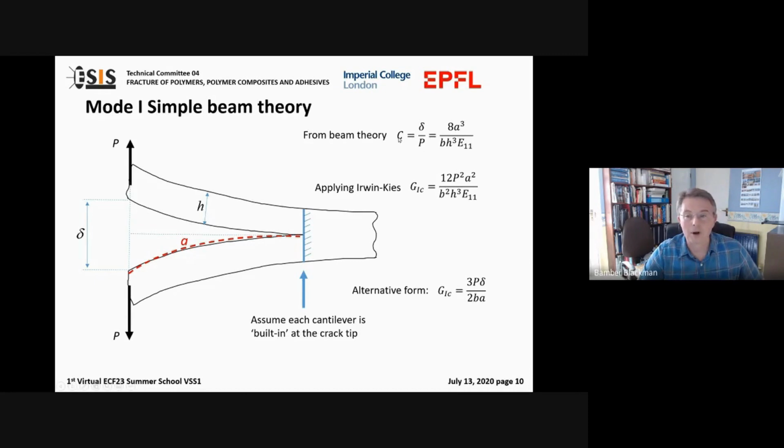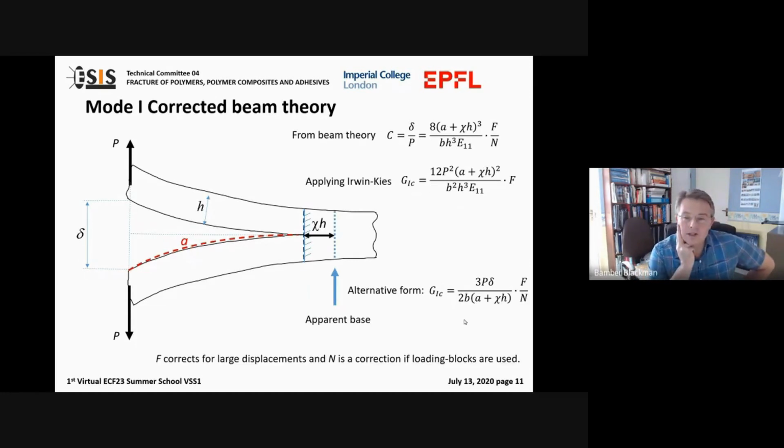And then by applying Irwin-Kies, we get the first of the beam theory fracture mechanics equations. You can remove the axial modulus from this equation by making it the subject of this formula and introducing it, and you end up with a second alternative form of the expression, which is independent of the axial modulus. Useful if you don't know that a priori.